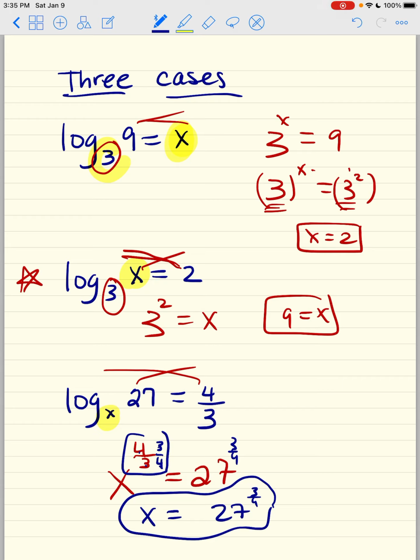So I hope you learned how to lift and shift in order to solve log problems. I hope you come back for condensing and expanding logs.